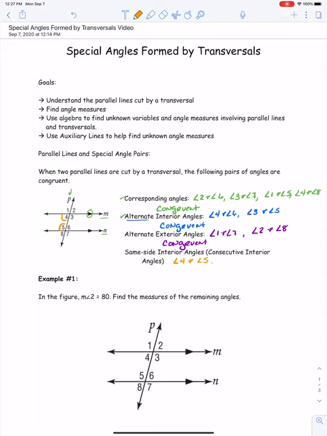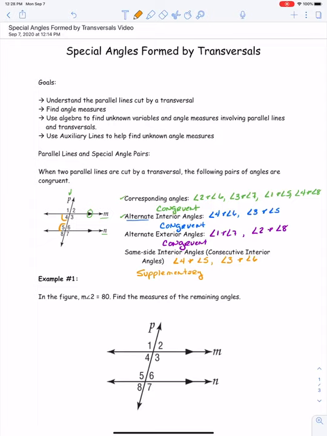Welcome back. Hopefully you were able to identify that angle 3 and angle 6 are same side interior angles. Now, unlike the other three special angles that we talked about, these angles are not congruent. They are supplementary, and that is very important. So hopefully you know that supplementary angles are equal to 180 degrees.